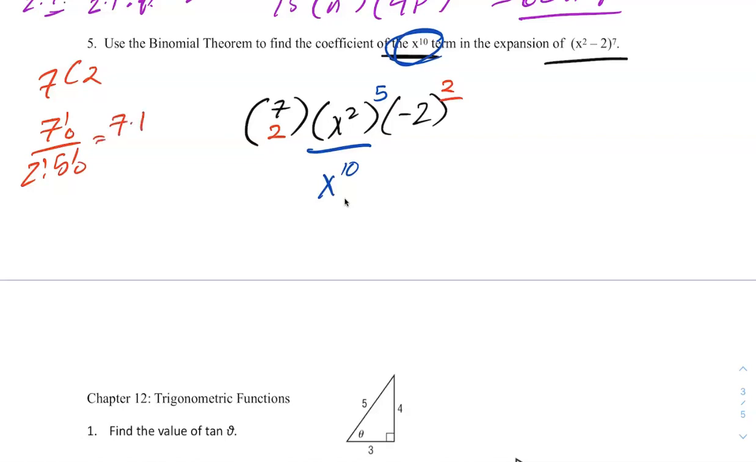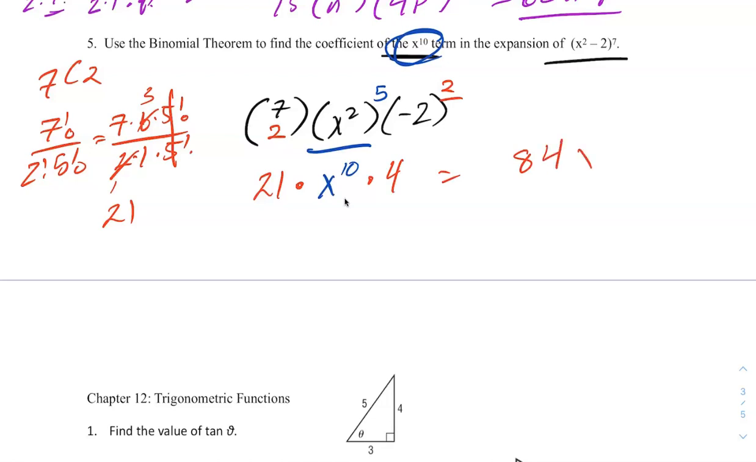You expand the top, so you get to the bottom one. Always expand the smaller one, and then leave the bigger one alone on the bottom. These cancel out. I'll reduce these two, that's 1 and 3, and I get 21. And then over here, it's negative 2 squared, which is positive 4. So I get 84 x^10.